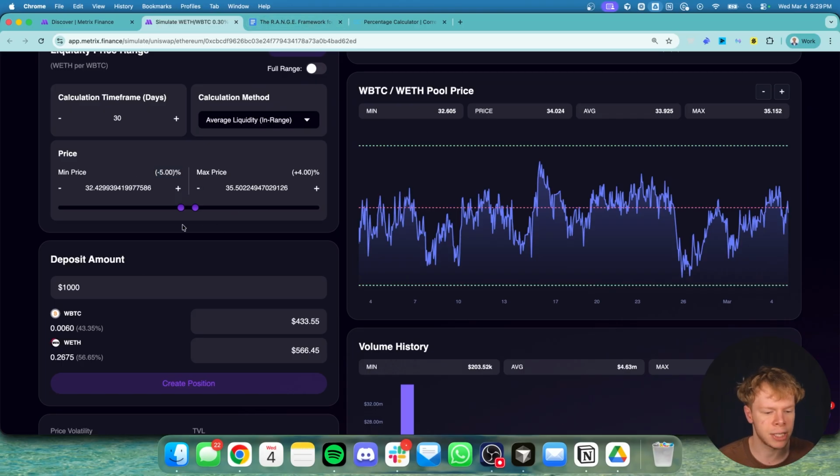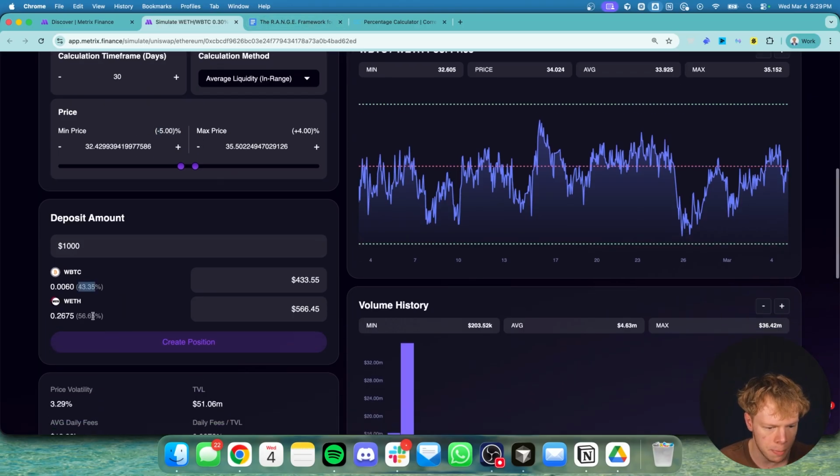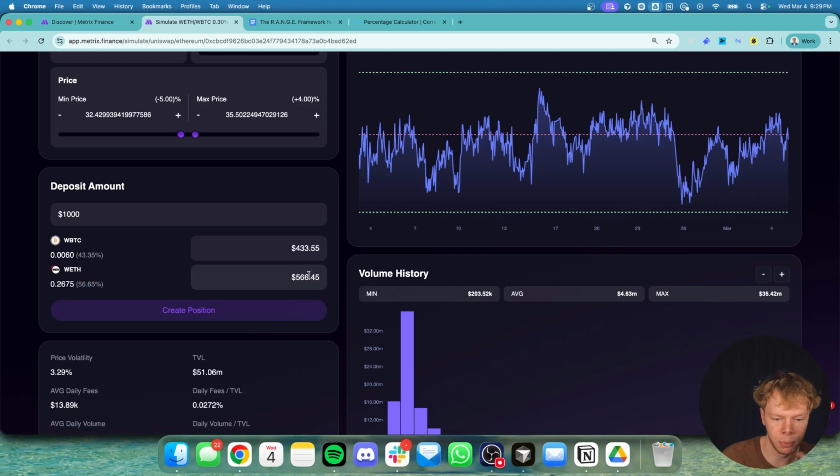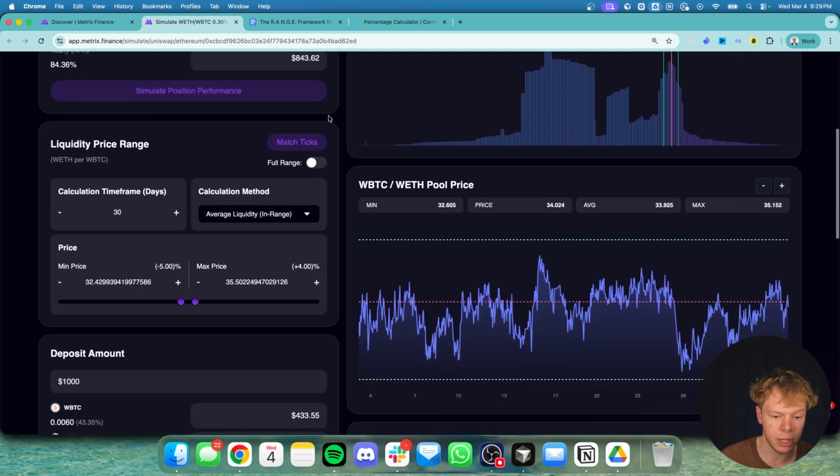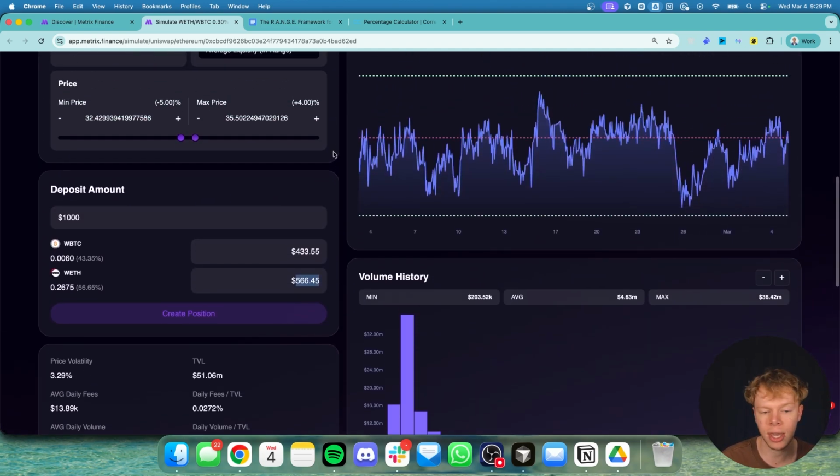Again, this comes down to asset ratios. We have 44% wrapped Bitcoin, 56% Ethereum. Which one do we want more of? Which one do we think is going to outperform? If we think Ethereum is going to do well, then what's going to happen is our Ethereum is going to be shifted into wrapped Bitcoin, which means we want to start with more Ethereum.